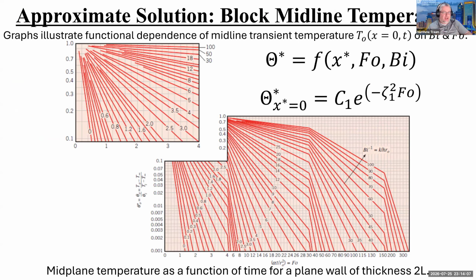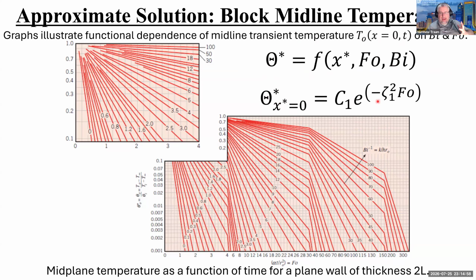You could also do this graphically. So those equations have been converted into a series of charts. So here they are, the approximate solution for the block midline temperature. These graphs illustrate the functional dependence of the midline transient temperature T at x equals 0, at whatever time you're interested in, relative to the Biot number and the Fourier number, right? So these charts are just a graphical representation of this relationship, which is what we got from the Buckingham pi theorem, which is what we've been trying to solve all along. And they happen to be the solutions for the midline temperature.